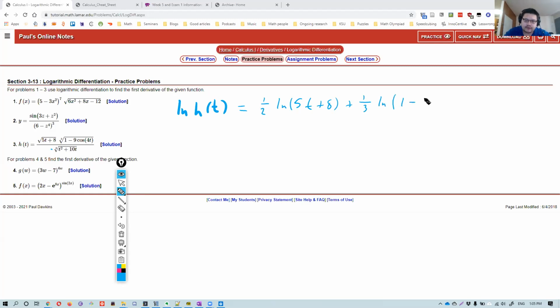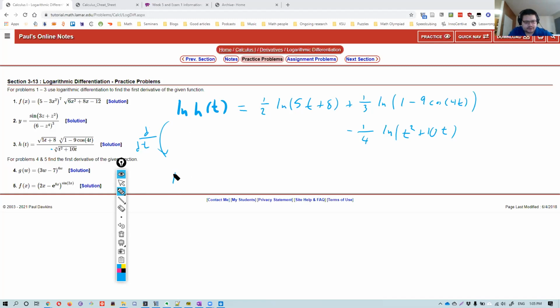Ln of 1 minus 9 cosine of 4t. And then subtract off the 1/4 of the logarithm of t squared plus 10t. So we have that, and now we take the derivative with respect to t.